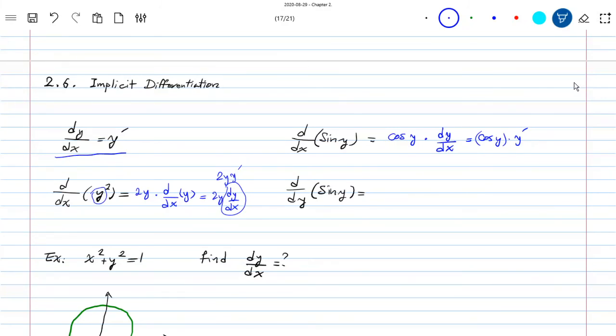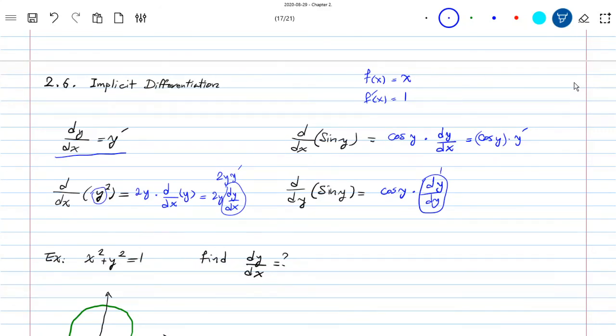But if they ask you for d over dy of sine y, this means take the derivative of the outside function, cosine y, multiplied by the derivative of y with respect to y. So dy over dy is simply 1. It's like saying if you have a function f of x equal to x, what would be the derivative with respect to x? It's simply 1. F prime of x would be 1. If you take the derivative of y with respect to y, it is simply 1.